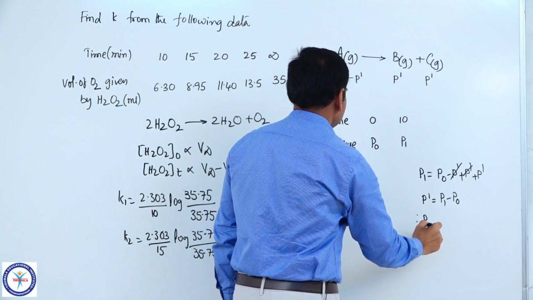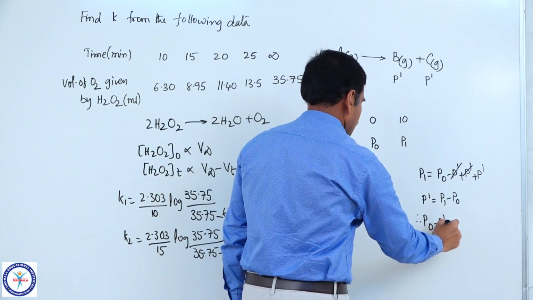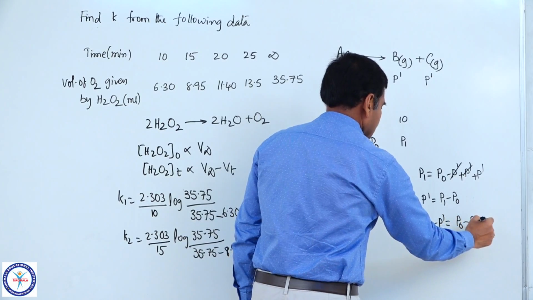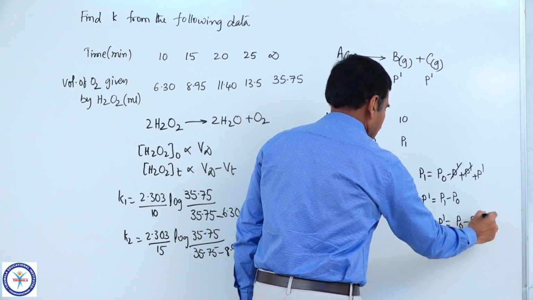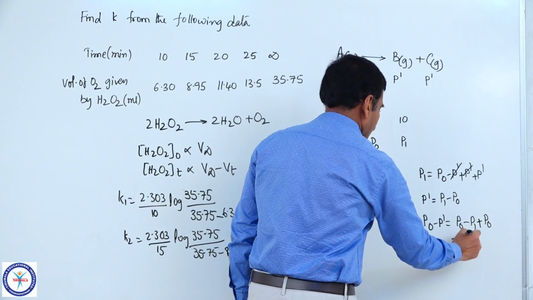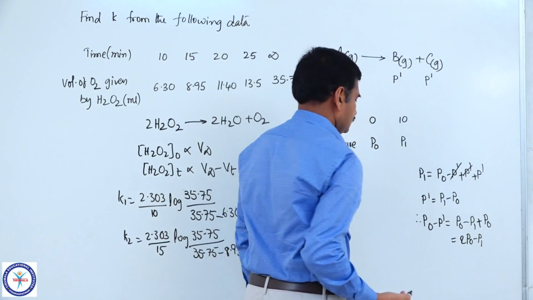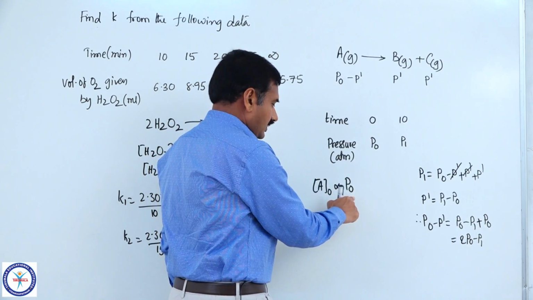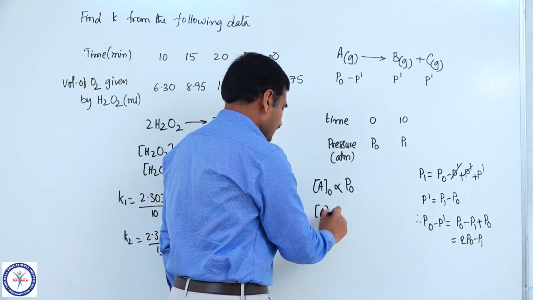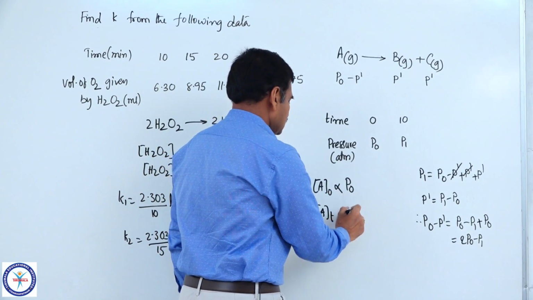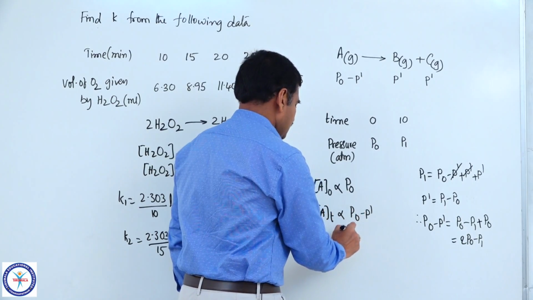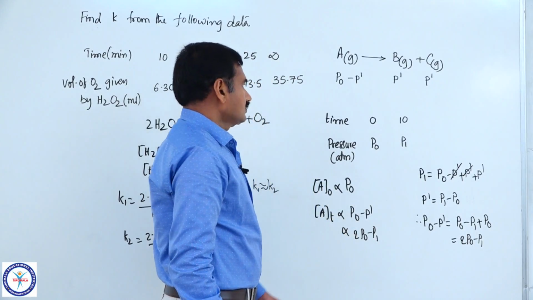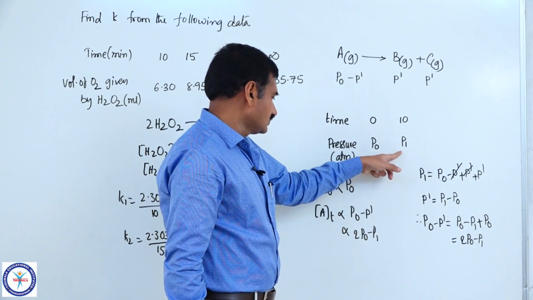Therefore, P naught minus P dash is equal to P naught minus P1 minus P naught, that is, 2 P naught minus P1. Therefore, initial concentration of A is proportional to P naught. Now, concentration of A at time t is proportional to P naught minus P dash, that is, proportional to 2 P naught minus P1. So, P naught is given to you, P1 is also given to you.